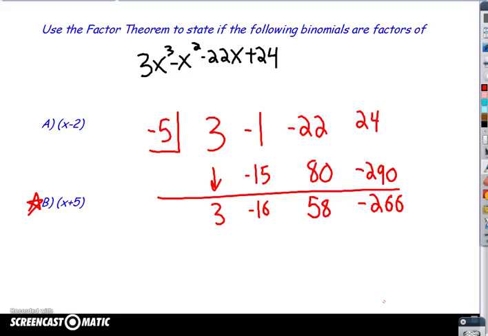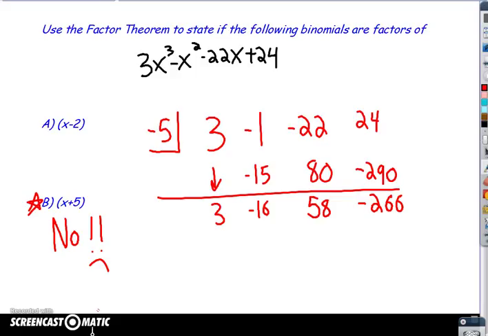Is x plus 5 a factor? No. Why isn't it a factor? Look over here. I've got a remainder that isn't 0. When the remainder isn't 0, it's not a factor. Womp, womp, womp. Sad face. Single tear. If you listen real closely, you can hear the pity party they're throwing for x plus 5 because it's not a factor. Bummer. I was really hoping, but it's not.